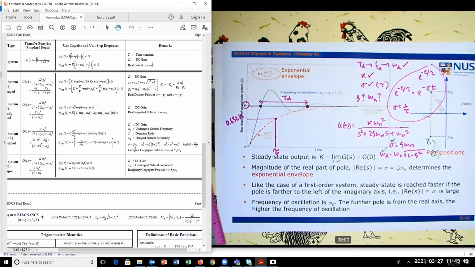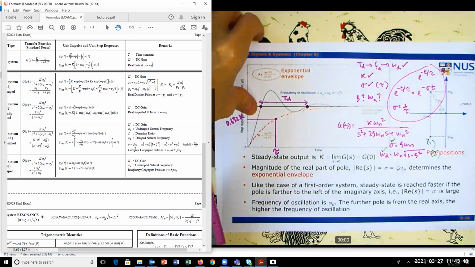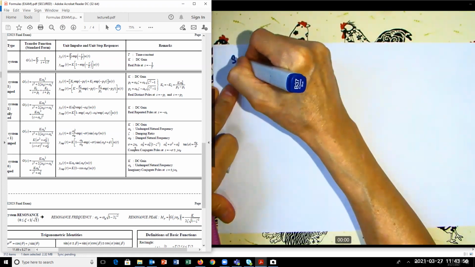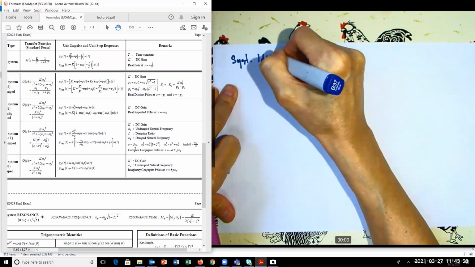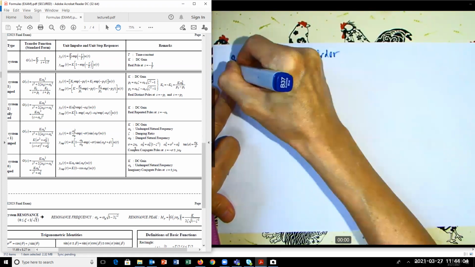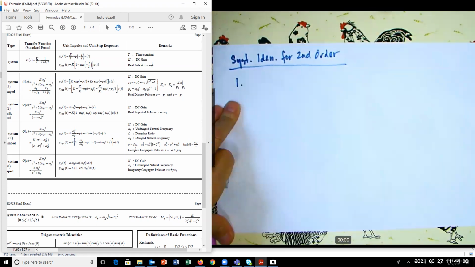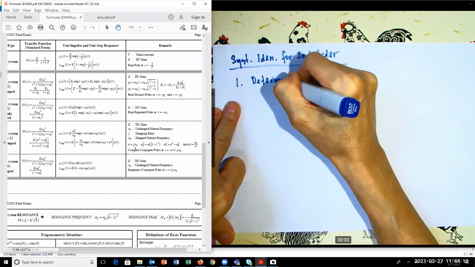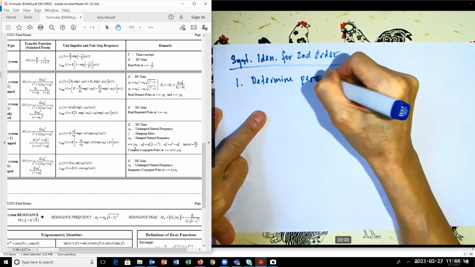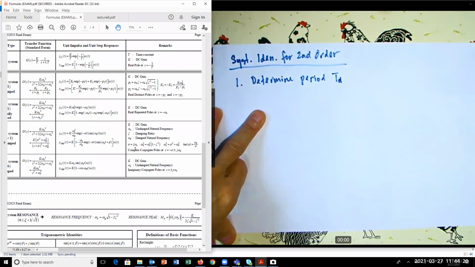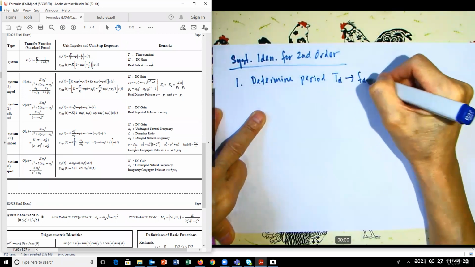Okay, let me summarize that. This is system identification for second order. Step one: determine the period TD. TD will lead to FD, which will lead to omega d. That is the first thing.